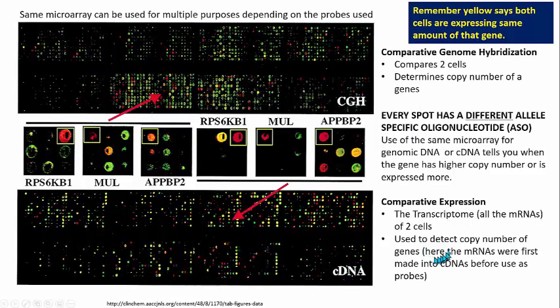In this case, we're looking at an expression array. So we're looking at cDNAs made from the RNAs that were isolated from these two cells. And so we can see that in many of these RNAs, there's the same amount of RNAs in both cell types, but some RNAs, there's more of the red type, and others, there's more of the green type.